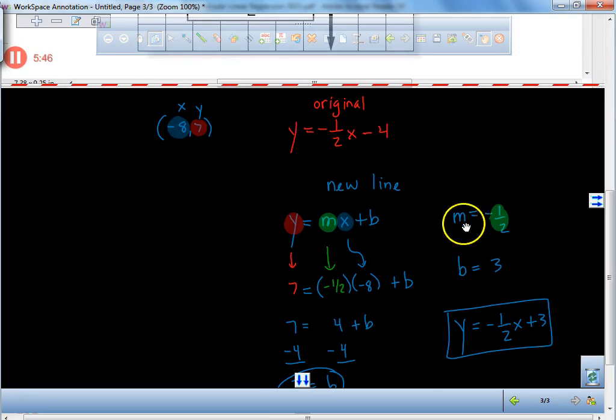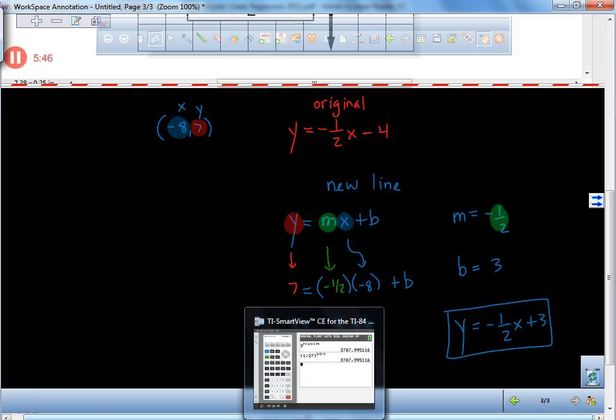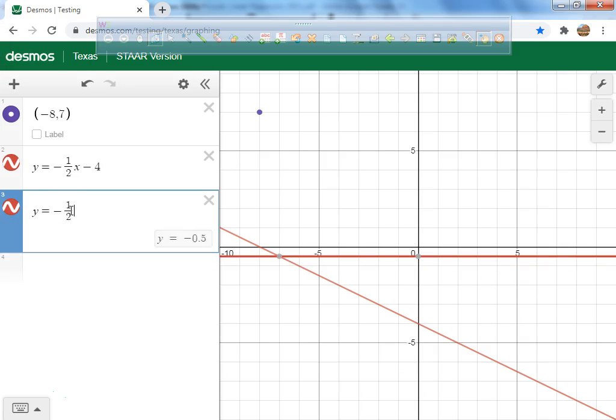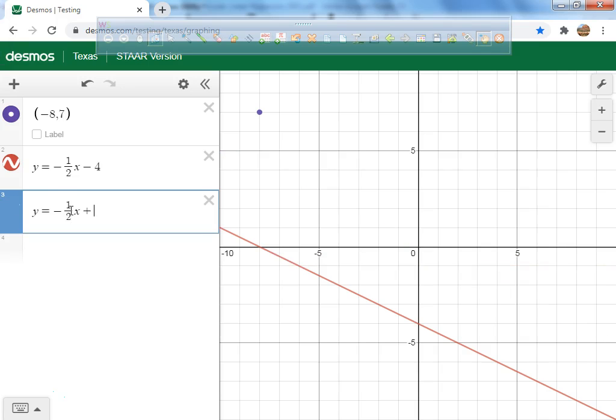All right? So let's go ahead and test out our answer. You guys ready? Let's test it out. Go to Desmos. Let's type in our answer. What did we get as our answer? y equals -1/2 x plus 3. Does this line that we created literally go through the point that we started with right there? It does. That lets us know that it is correct. So parallel lines have the same slope.